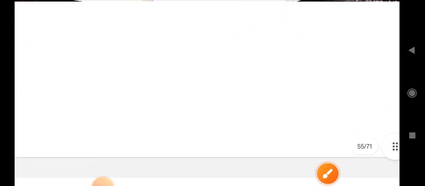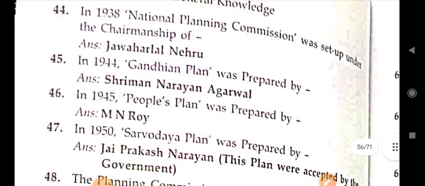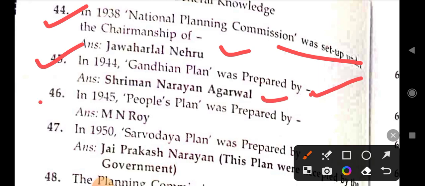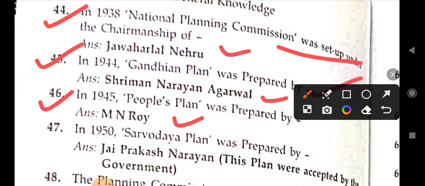Next. In 1938, the National Planning Committee was set up under the chairmanship of Jawaharlal Nehru. In 1944, the Gandhian Plan was prepared by Sriman Narayan Agrawal. In 1945, the People's Plan was prepared by M.N. Roy. Next. In 1950, the Sarvodaya Plan was prepared by Jayaprakash Narayan.